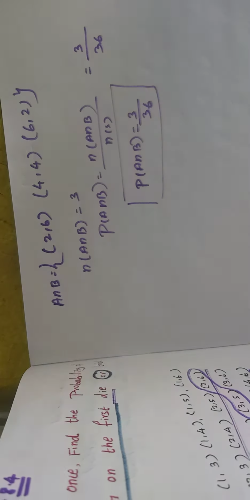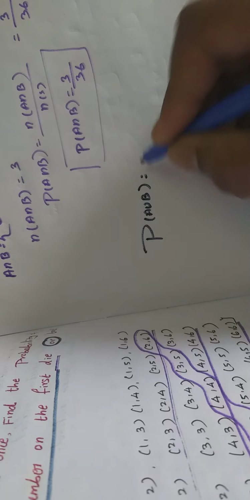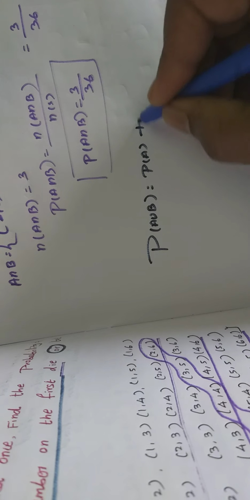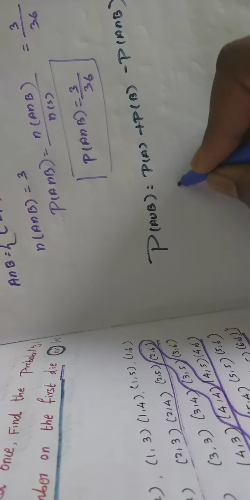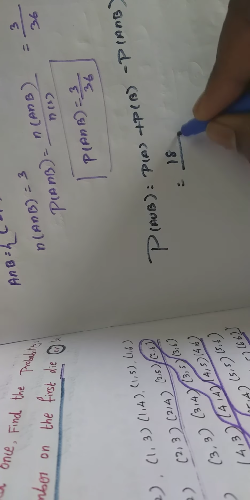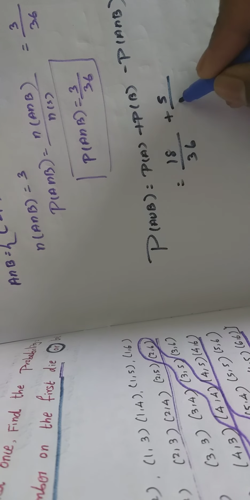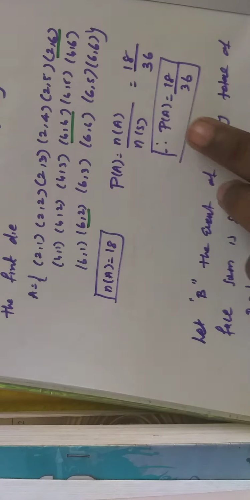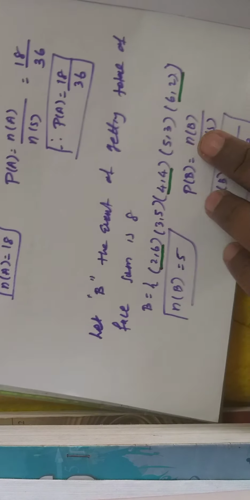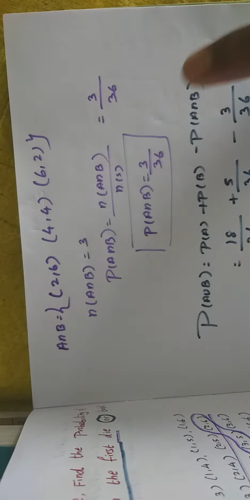Put the box. Write the formula, addition theorem formula. P of A union B equal to P of A plus P of B minus P of A intersection B. Substitute the values. What's the first one? 18 by 36. What's the second one? 5 by 36. And last one 3 by 36. The first one is the answer 18 by 36 for P of A, the second one answer 5 by 36, the last one 3 by 36.